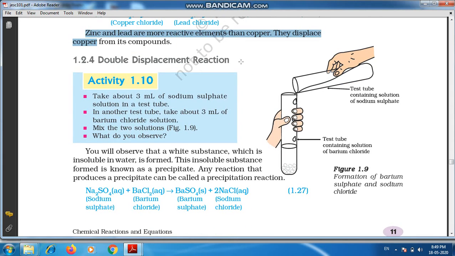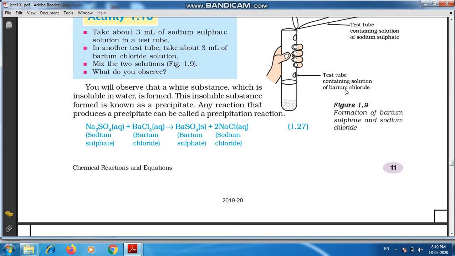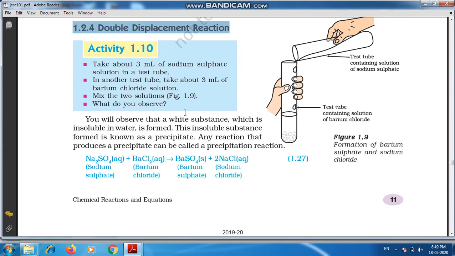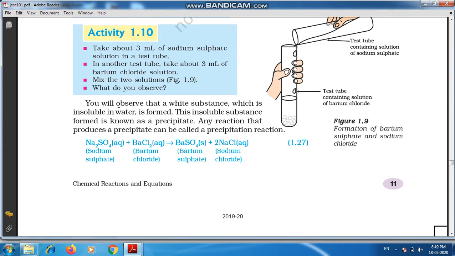The second reaction which is discussed over here is double displacement reaction. The name itself says double displacement. Let us take activity 1.10 that I just discussed. You will observe that a white substance which is insoluble in water is formed. The insoluble substance formed is known as a precipitate. Any reaction that produces a precipitate can be called a precipitation reaction. This also has to be noted.